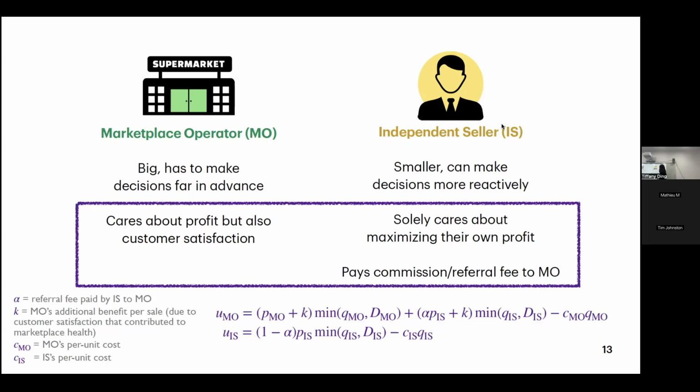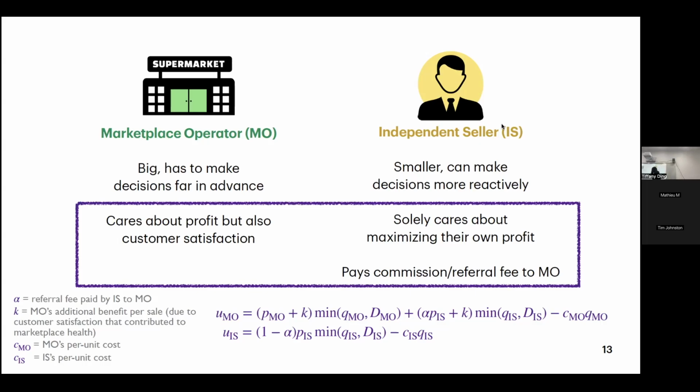The second term is here, the amount that is sold by the independent seller. And each time the independent seller sells something, they're selling it at price PIS, and they have to pay alpha fraction of that to the marketplace operator. And the marketplace operator similarly will get a plus K for each unit sold by the independent seller. And then you subtract out the cost of acquiring the inventory. And then for the second equation, which is the independent seller's utility.